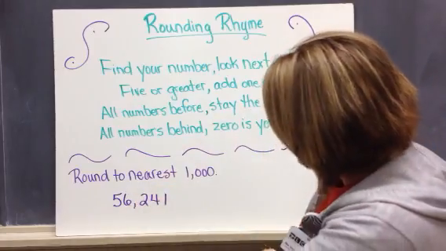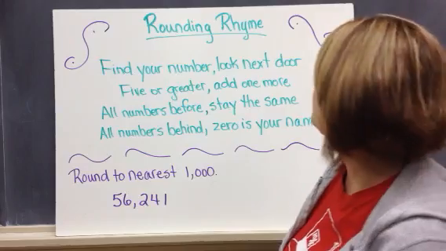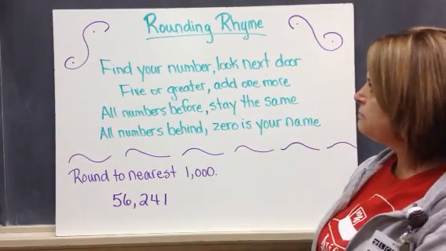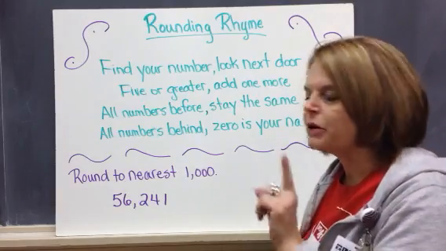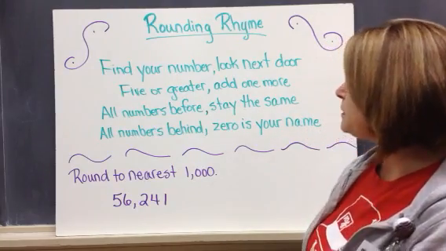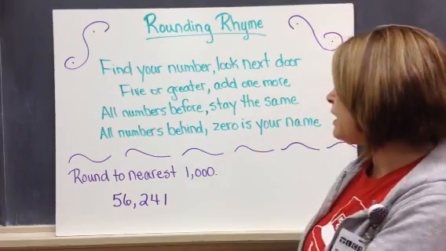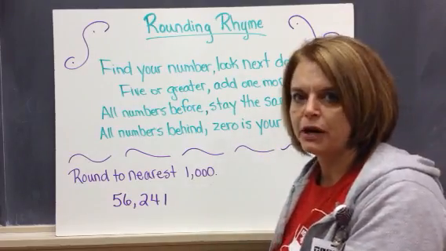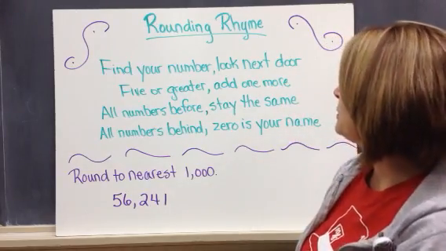And here's a little rhyme I found that might help you along your way. Find your number, look next door. 5 or greater, add 1 more. All numbers before stay the same. All numbers behind, 0 is your name. So if a rhyme helps you, let's see how it would work.